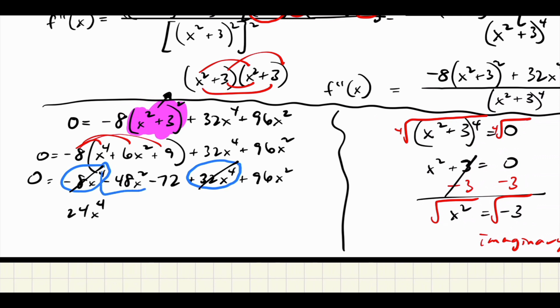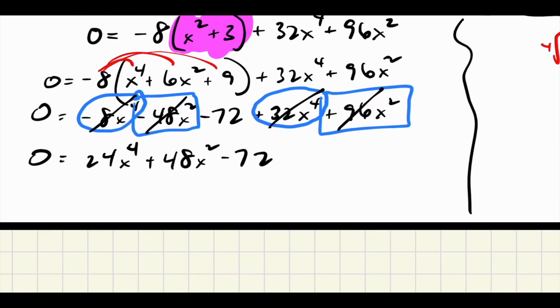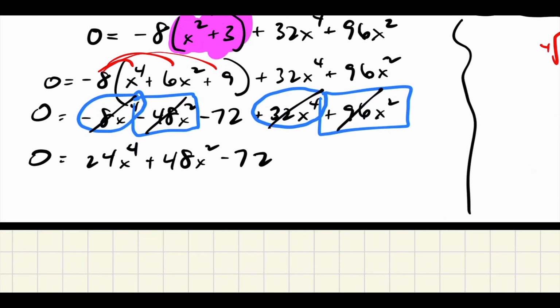And then x squared, I'm going to get positive 48x squared, and then minus 72. Okay, so now I have a trinomial. So trinomial, first thing you do, GCF. I think there's a pretty big GCF. I think 24 goes into all of them.